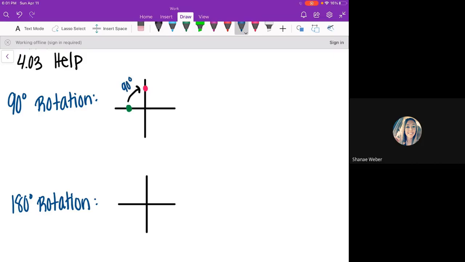If we want a 180-degree rotation, and I'm starting here at the same spot, I'm going to rotate it 2 quadrants. 1, 2. And I'm going to end up at the pink. And that's 180 degrees. You can think of it as a half circle.